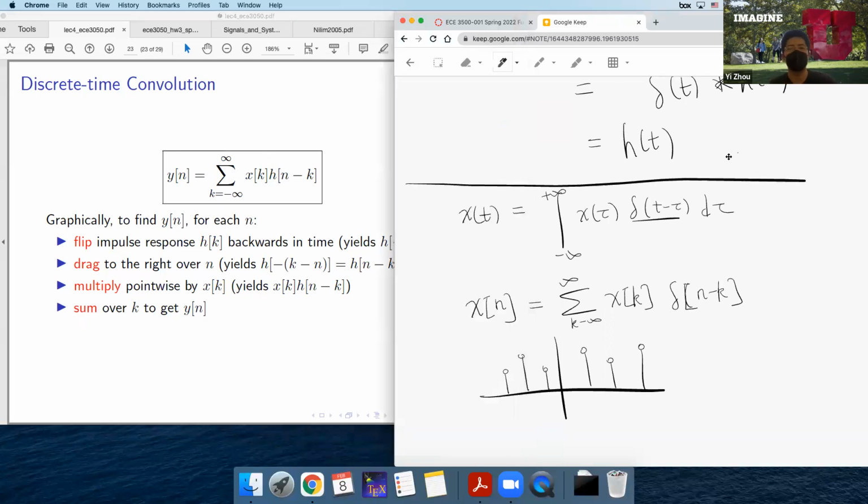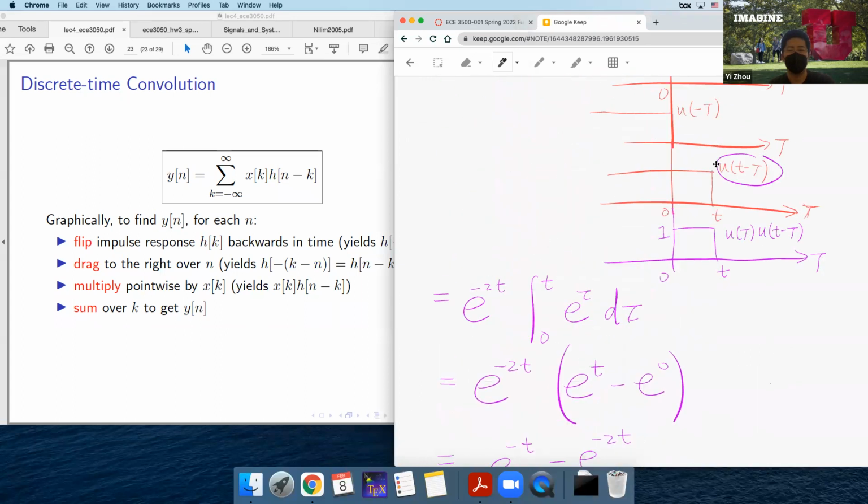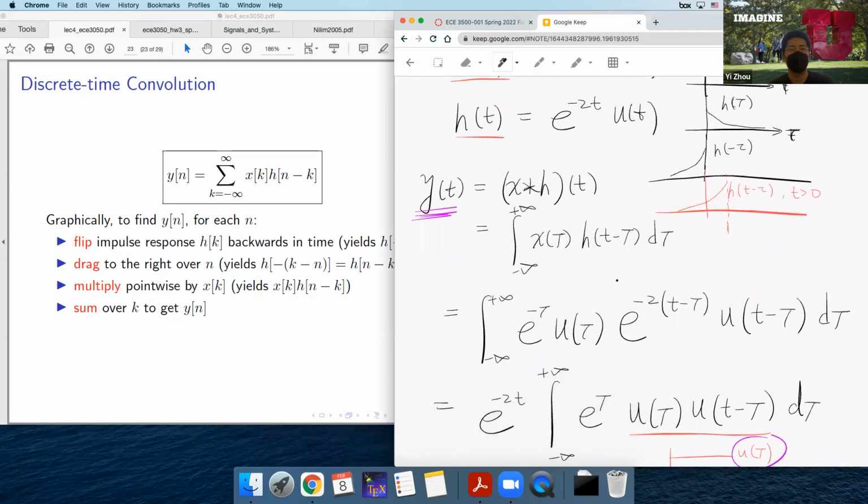If you compare this with the continuous time convolution, if you look at this one, they are exactly the same except for a change of notation, right? We are summing over K. Here we're integrating over tau. Here we have xk Hn minus K. Here we have x tau Ht minus tau. Exactly the same.